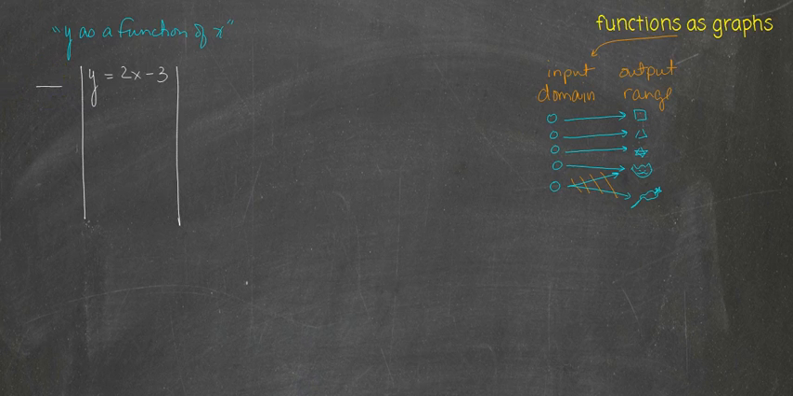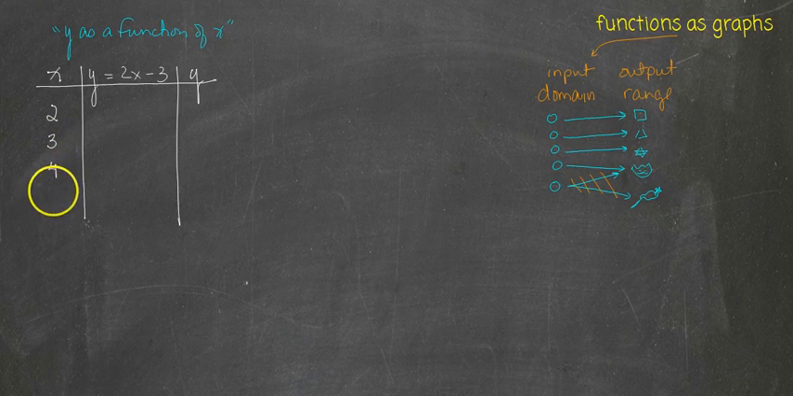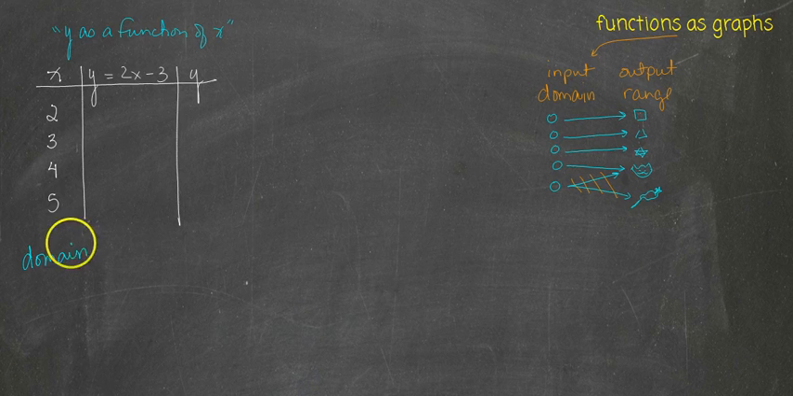So remember, I like this table where I'm going to choose my inputs and I get my outputs. And I'm actually going to choose the inputs for you. 2, 3, 4, and 5. These are the elements of my domain. Let's write that out again. So these are the elements of my domain, and I'm going to use these to calculate the elements of my range.